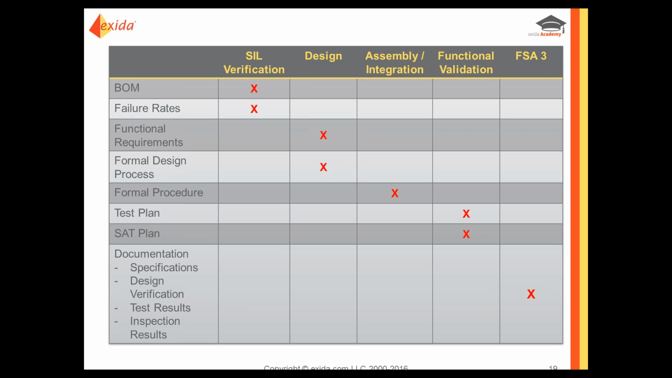From the design, whoever is designing those components, you need the functional requirements and a formal design process. For assembly integration, you need formal procedures. And then for the validation or verification of the functionality, you're going to need a test plan in the shop, and also a site acceptance test plan to show, first, that the valve was manufactured correctly. Then yes, we selected all the right parts, and we integrated them correctly.